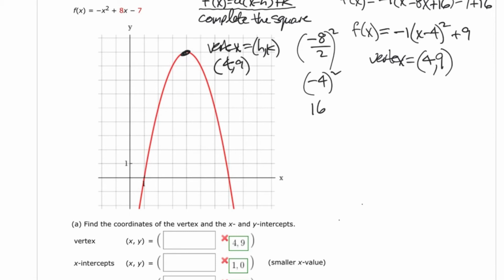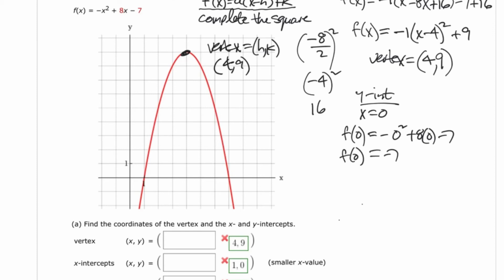Now we will find the x and y intercepts. To find the y-intercept, we will substitute 0 for x. That is most easily done in the original form of the function. We'll find f of 0, which will be minus 0 squared plus 8 times 0 minus 7. The first two terms zero out, so we find that f of 0 is negative 7. So the y-intercept will be at 0, negative 7.